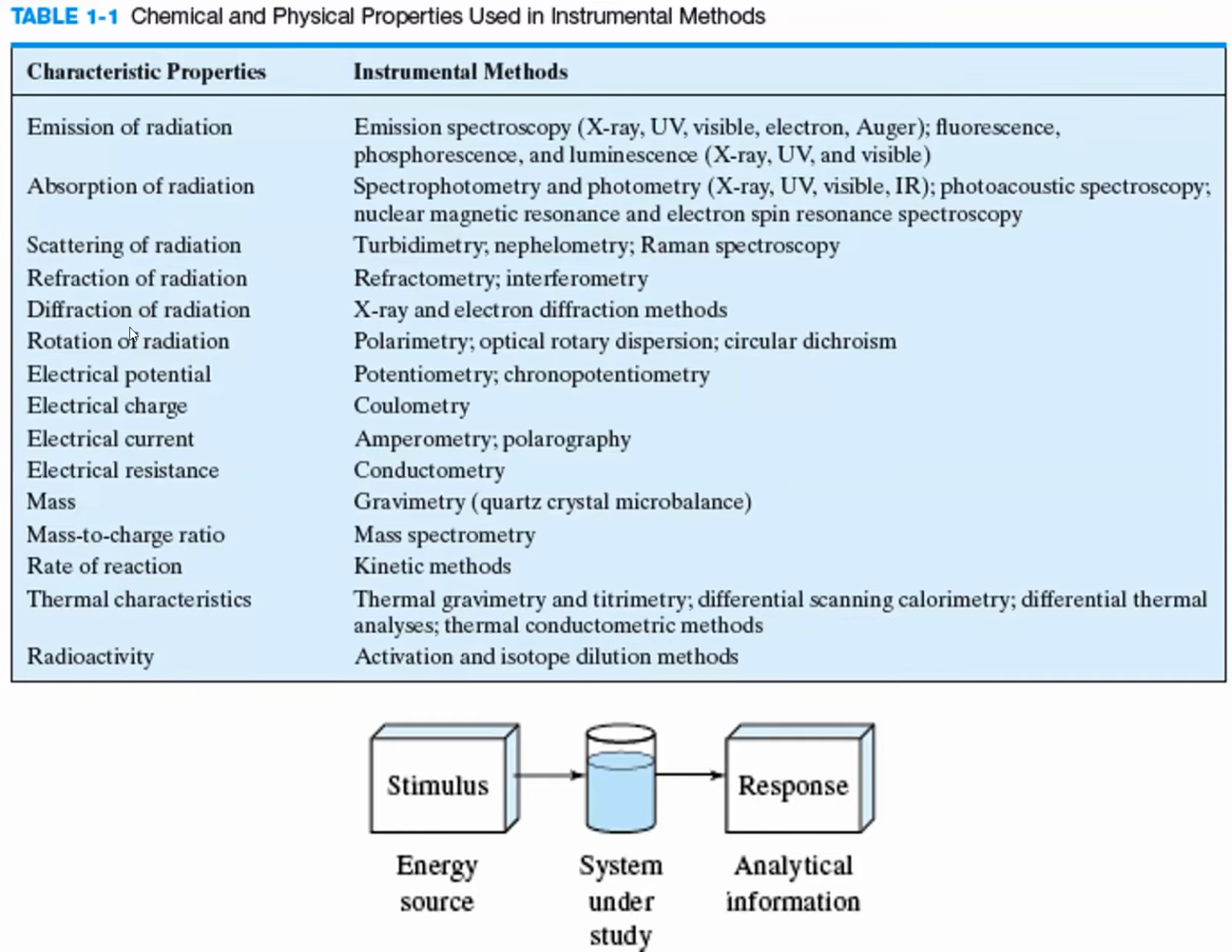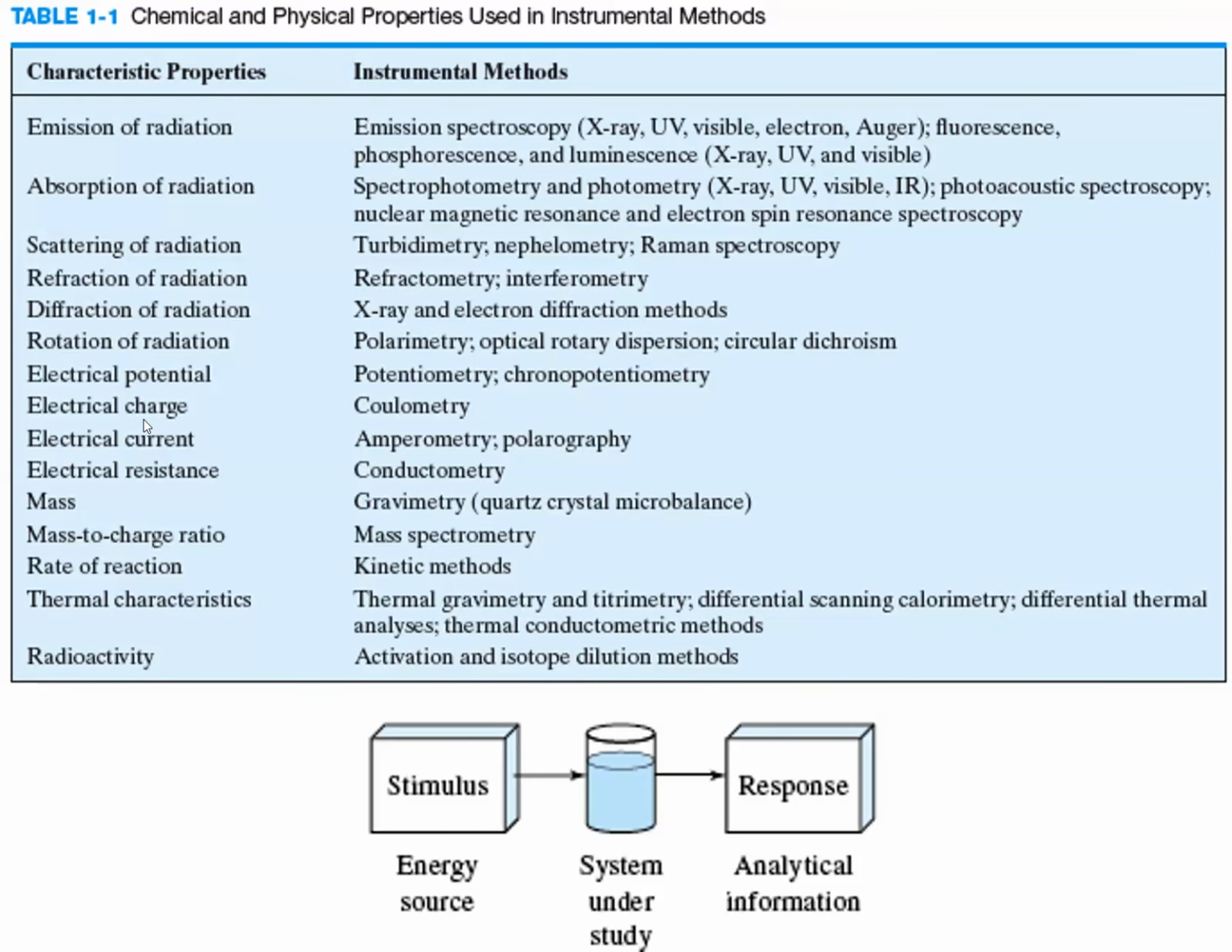Now, there's one other thing. Notice these top ones here deal with electromagnetic radiation. You can also talk about the electrical potential, meaning voltage. If you are measuring the electrical potential or voltage, then you use potentiometry. You're measuring the voltage to give you information about the analyte. And then we talk about chronopotentiometry.